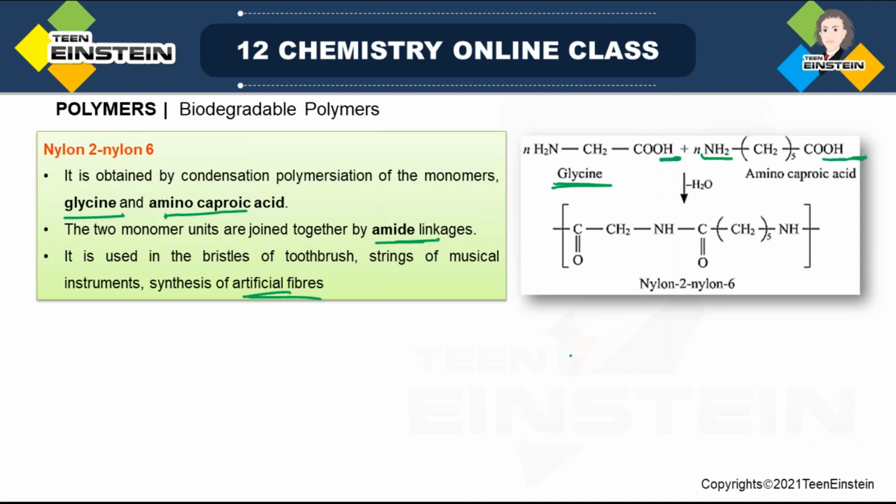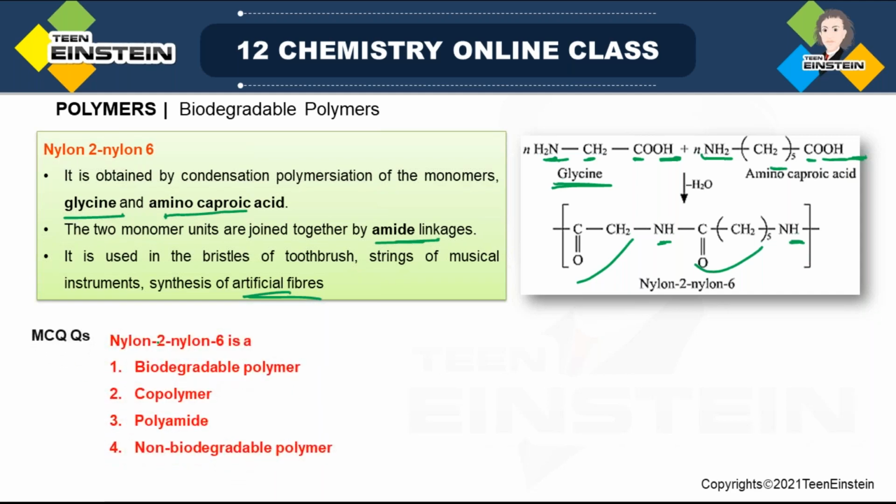So this is the structure of nylon 2 nylon 6. In the repeating unit, obviously 5 carbons plus this one, total 6. So in this part you can see 6 carbons, and in glycine we have CH2 and CO2H. So this part is the repeating unit. And this is the NH of glycine, and this is the NH of aminocaproic acid.